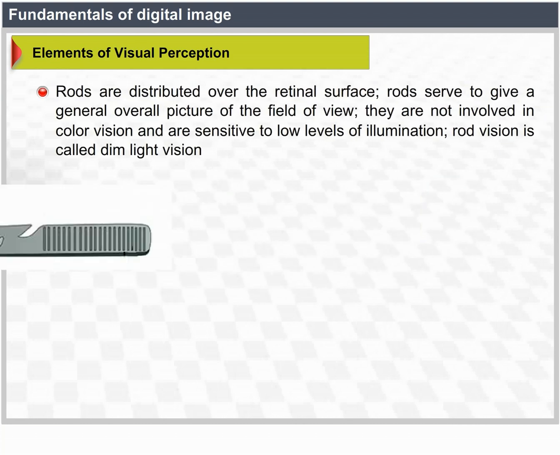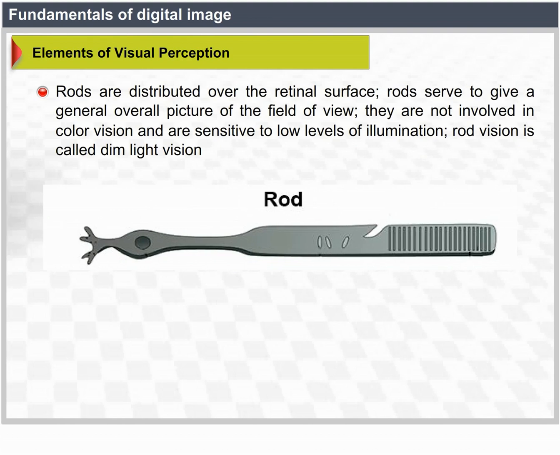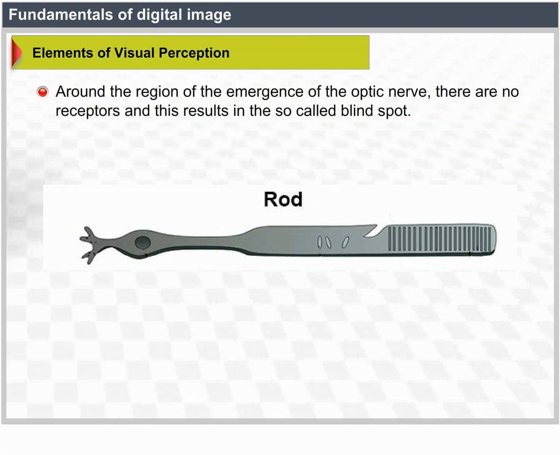Rods are distributed over the retinal surface. Rods serve to give a general, overall picture of the field of view. They are not involved in color vision and are sensitive to low levels of illumination. Rod vision is called dim light vision. Around the region of the emergence of the optic nerve, there are no receptors, and this results in a so-called blind spot.